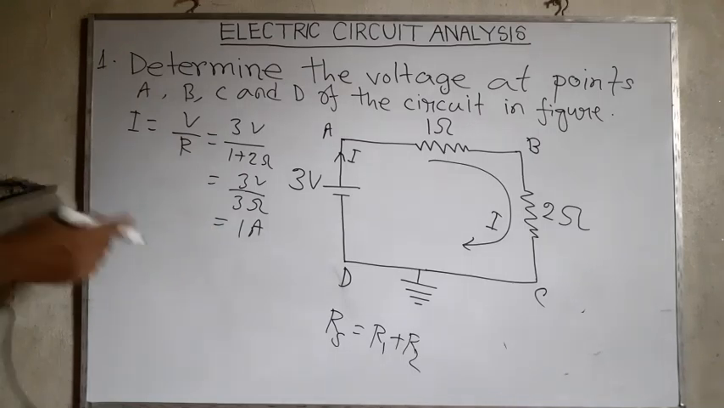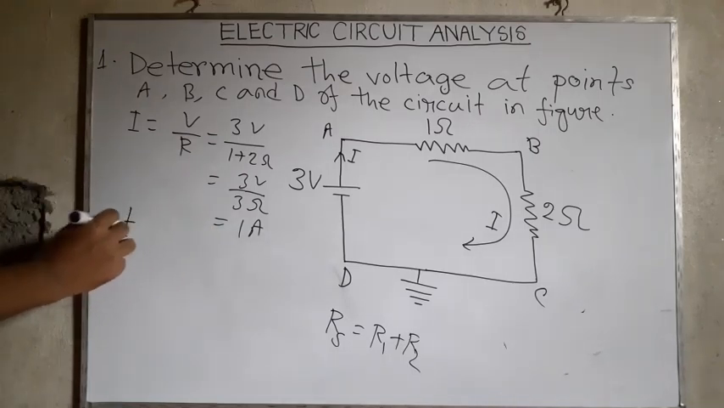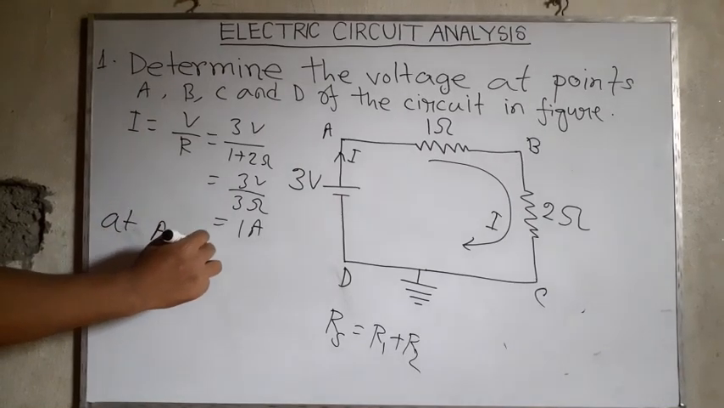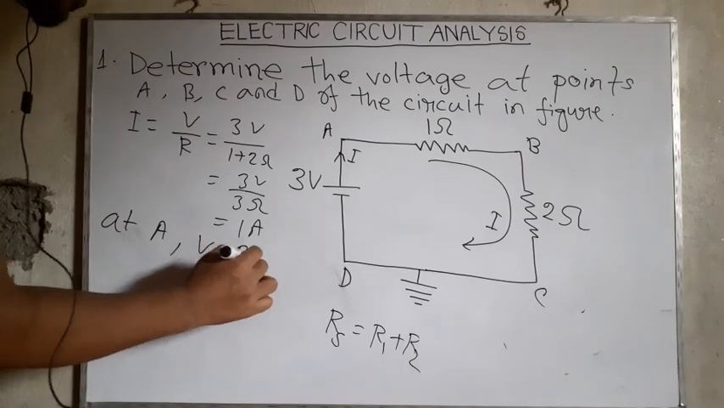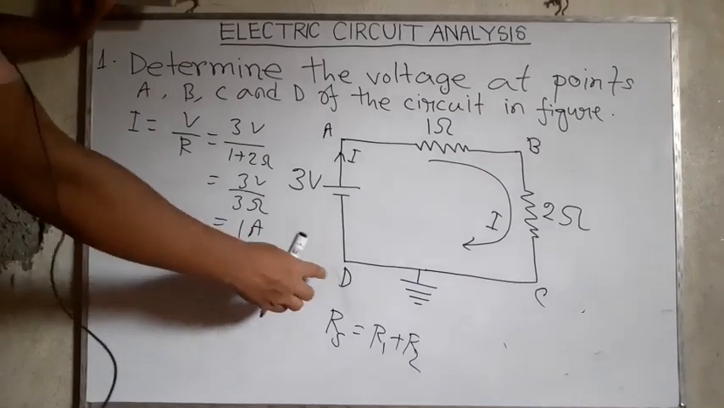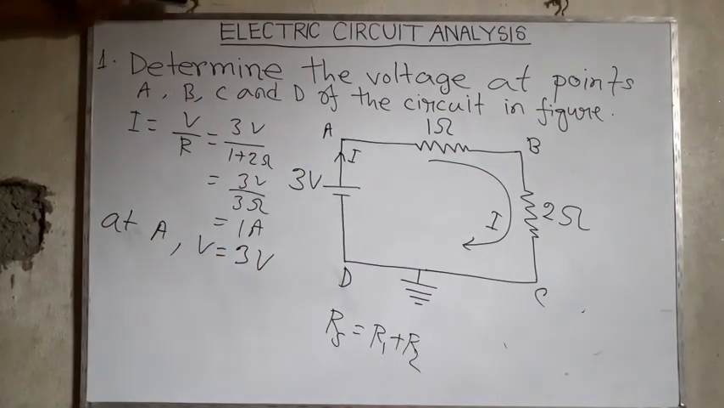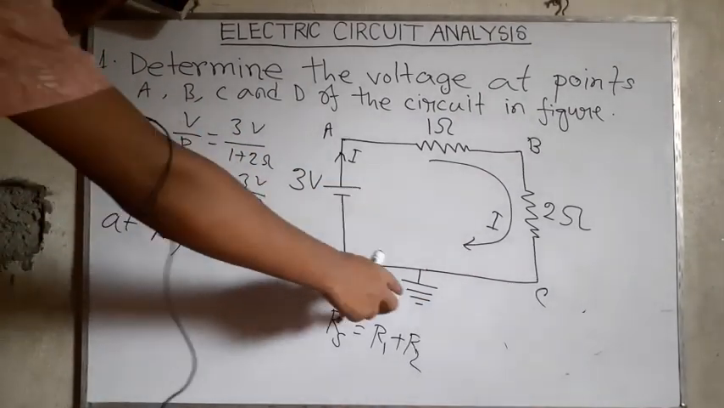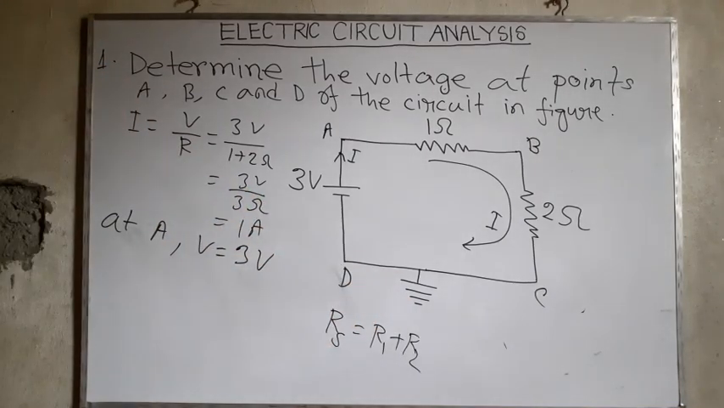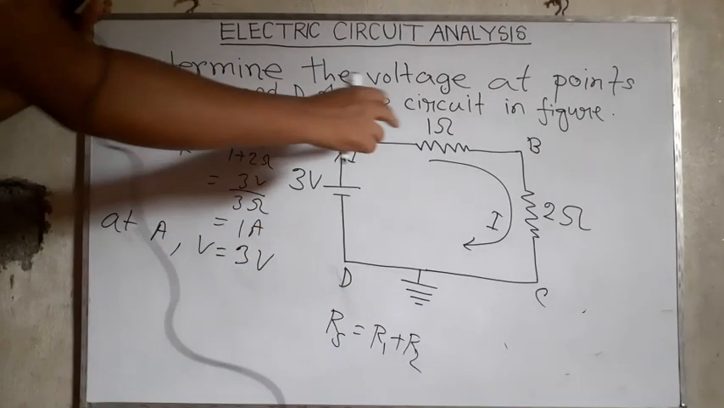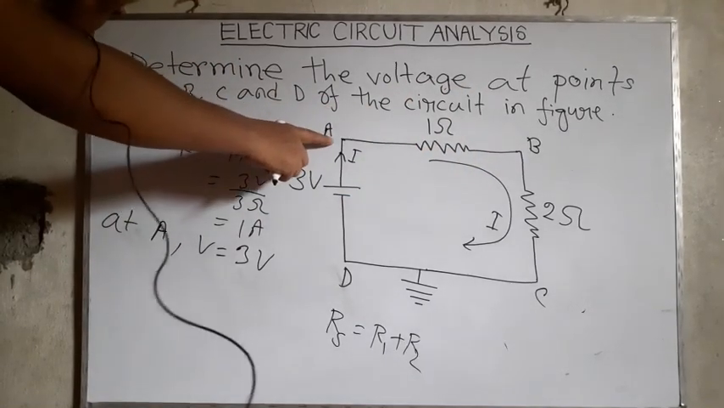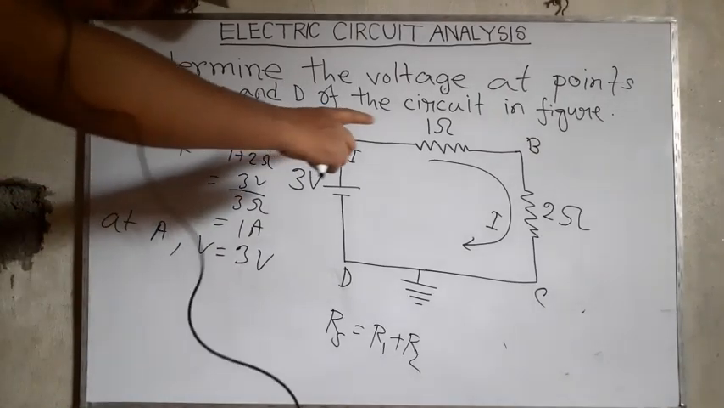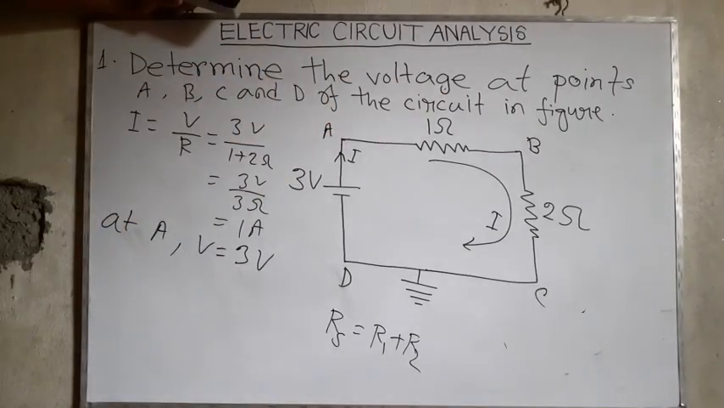We can write this: at A, V is equal to 3 volt, and the potential at C and D is 0 volt, because C and D are connected with the ground. Now, we have to determine the potential at point B. At point A, the potential is 3 volt, and at point B we have to determine the potential.